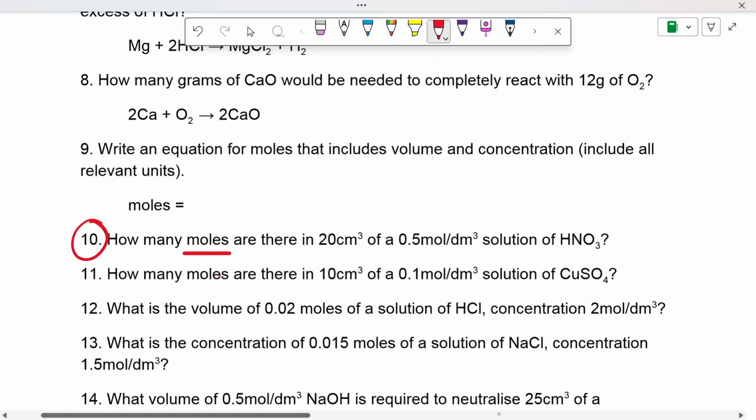You need to find the moles, right? So you are given two things: one is the volume and one is the concentration. Is there any formula which relates volume and concentration together? Yes, moles equals C times V, concentration times volume. But volume has to be in cubic decimeter, so first of all, convert your volume into cubic decimeter.